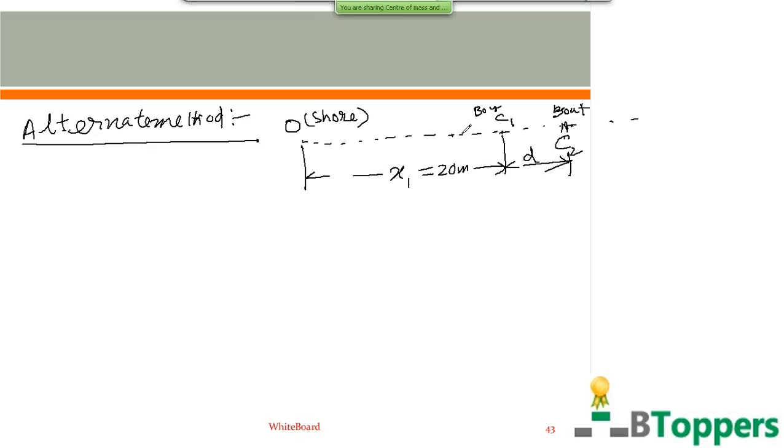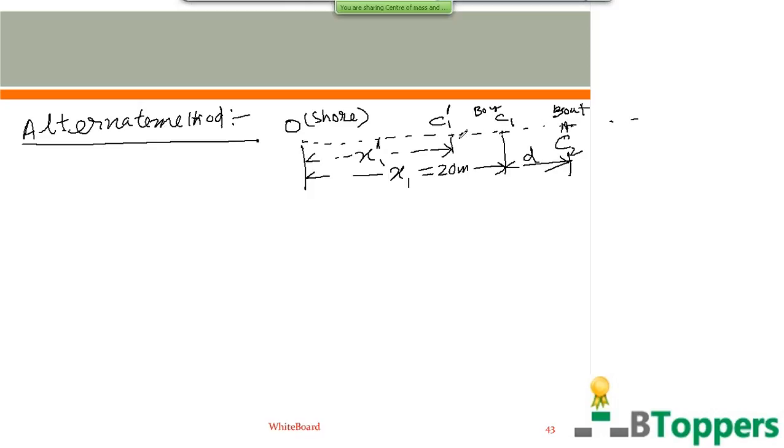The boy walks on the boat toward the shore through some distance. So let C1 dash denote the new position of the center of mass of the boy after he walks on the boat and stops. Let x1 dash be the new distance of the boy from the shore. Some students may commit the mistake of subtracting 8 meters from 20 meters. They may think that the answer is 12 meters.